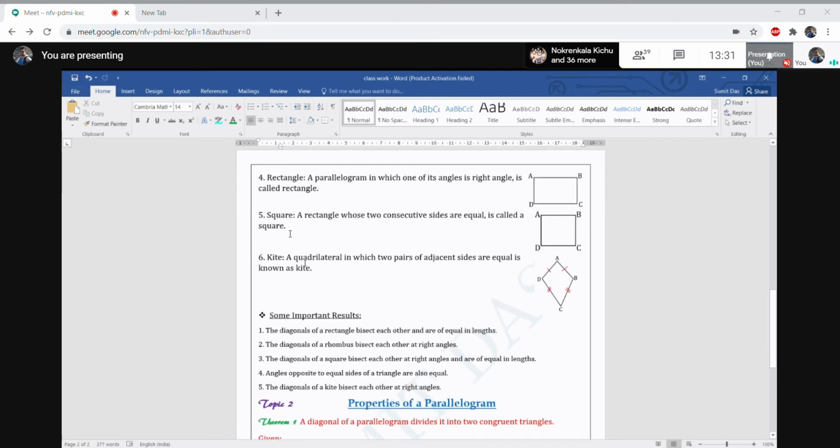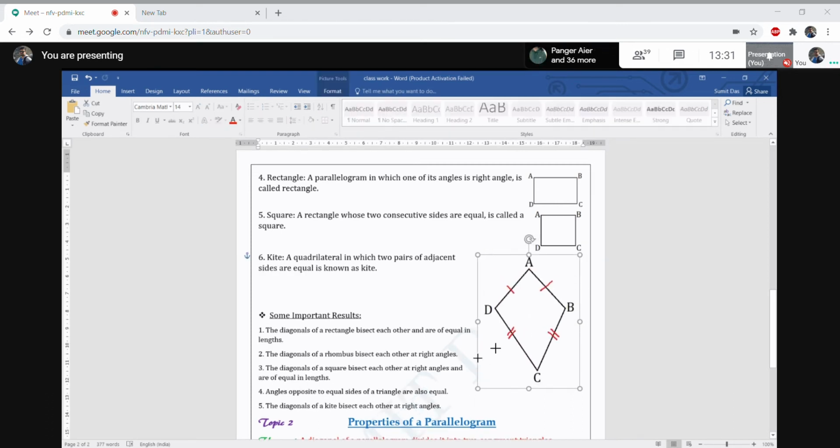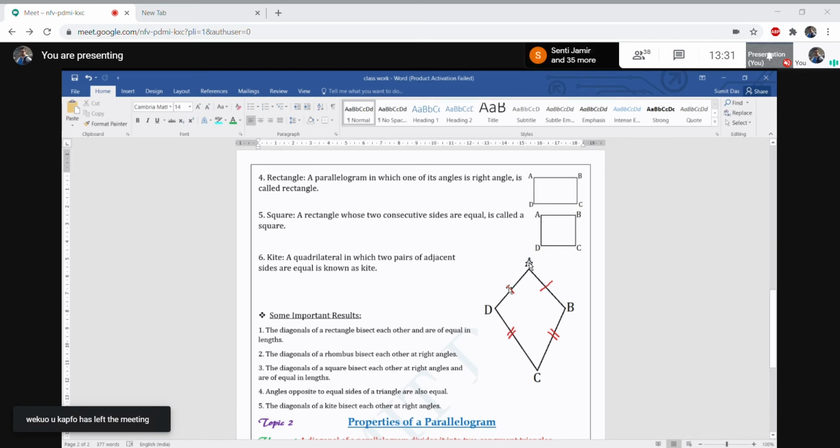Now, kite. Kite is a very interesting thing. I hope you have seen a kite in real life also. In a kite, adjacent sides are equal. Adjacent means this AD and DB, the sides which are adjacent. These two sides are called adjacent sides. Similarly, DC and BC, these two sides are also called adjacent sides.